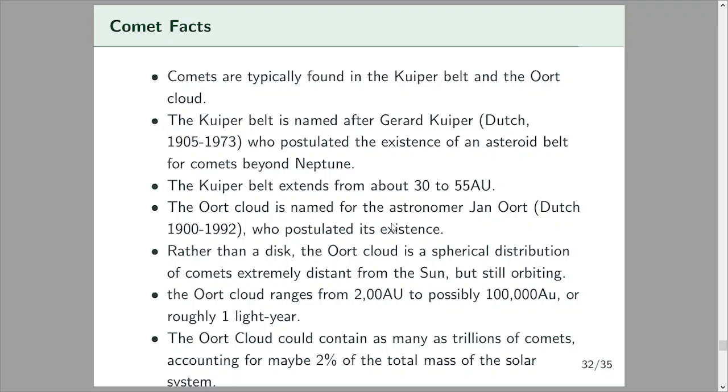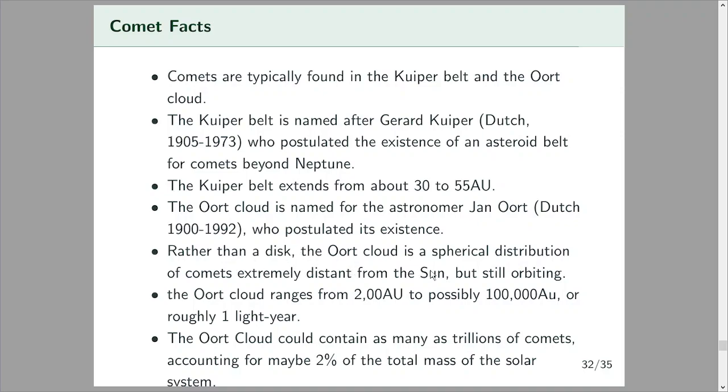The Oort cloud is also named for a Dutch astronomer, Jan Oort, who was born in 1900 and died in 1992. And he also postulated the existence of this cloud. Both of these guys made these conclusions based on how we thought the solar system formed. They thought there ought to be more icy objects just laying around out there, and they predicted where they would be, and we found them.